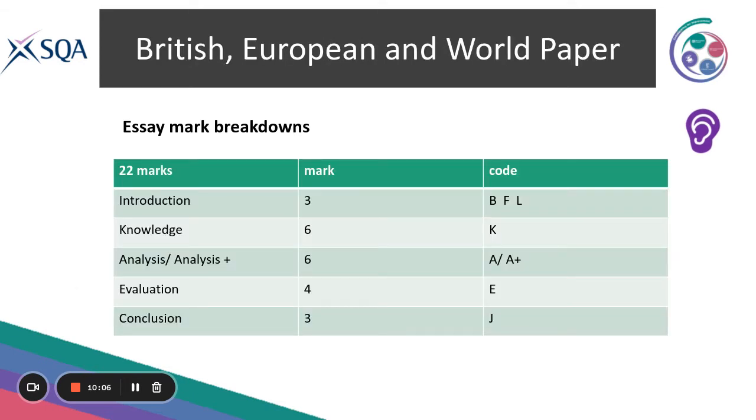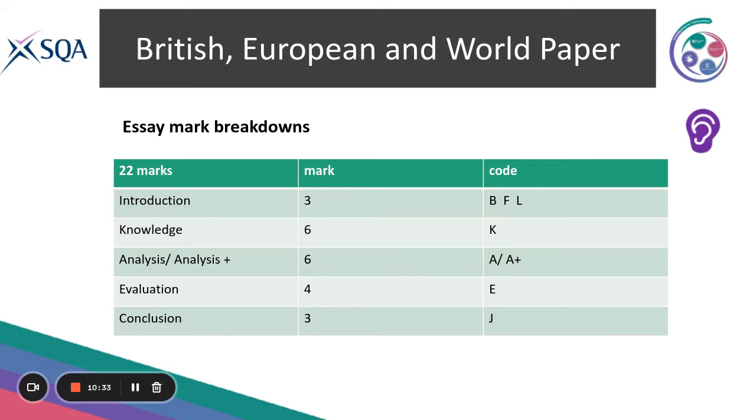So this is the breakdown of the marks. Now you can see this green table here, it's split into 3 different columns. So you've got introduction worth 3 marks, and if your teacher is marking your essays, you might see these codes down the side of it. SQA markers use codes when marking, and it just makes it easier to check that the standard is being met. So B is for background, F is for factors, and L is for line of argument.